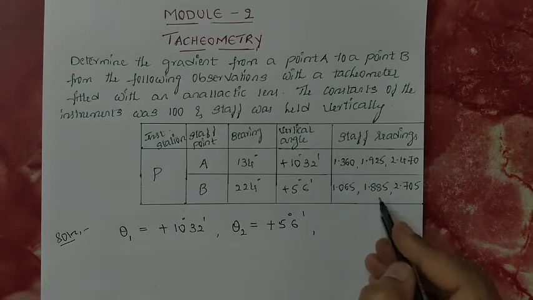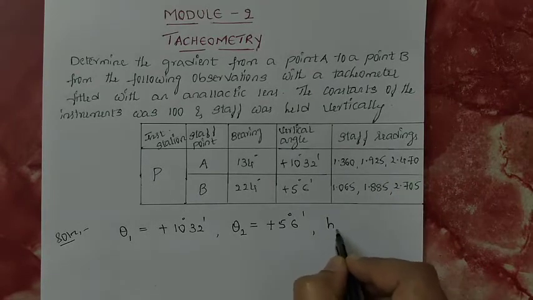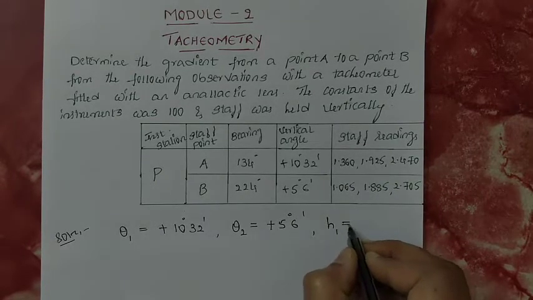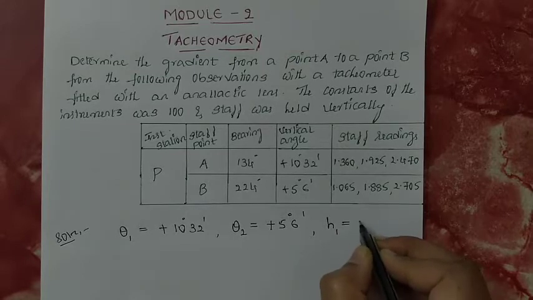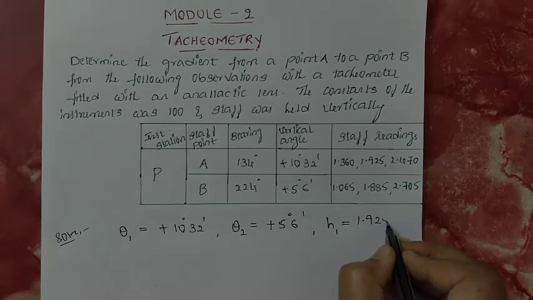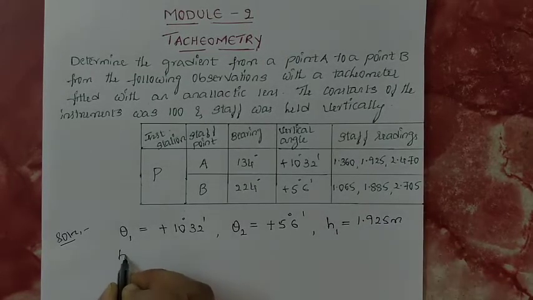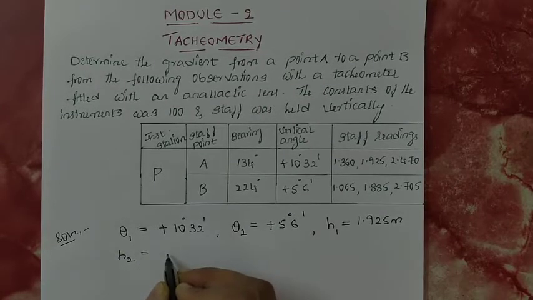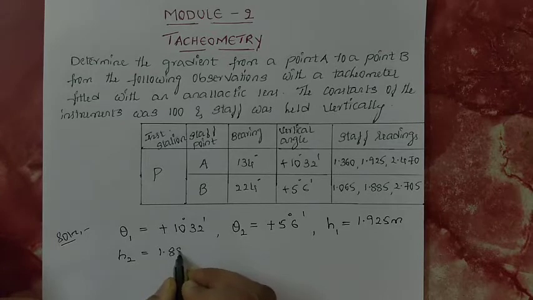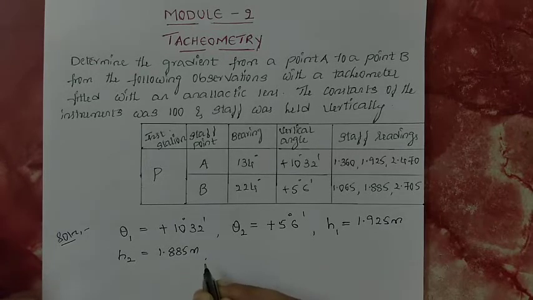The middle wire reading at staff point A is denoted by H, and it is 1.925 meters. Similarly, the middle wire reading at staff point B is 1.885 meters.